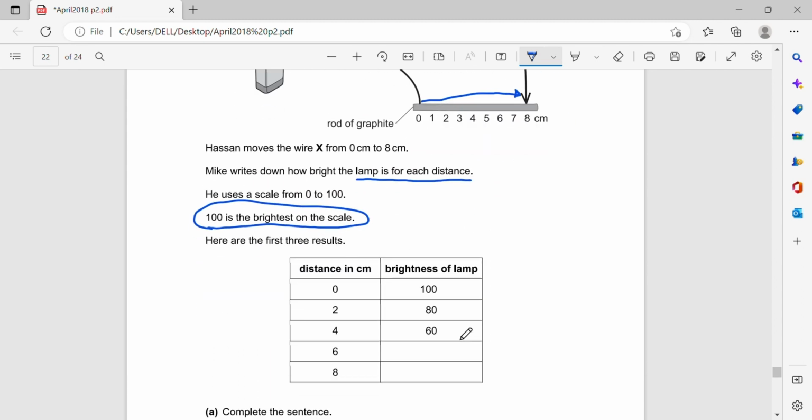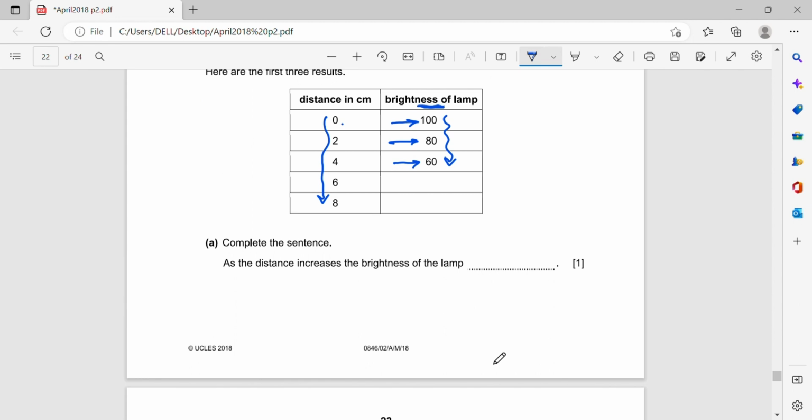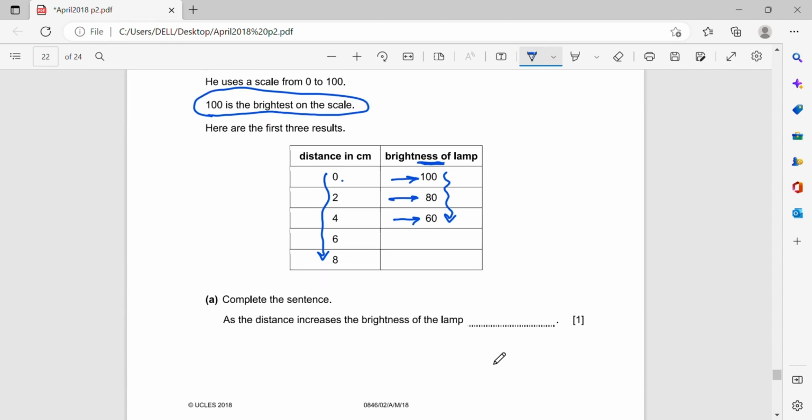Here are the first three results. I have the distance and the brightness. As the distance increases, what happens to the brightness of the lamp? Okay, at distance 0 the brightness is 100, at 2 it is 80, at 4 it is 60. So what happens to the brightness? The brightness decreases when you look at the table. Complete the sentence: as the distance increases the brightness of the lamp decreases. And this is clear from the results given.